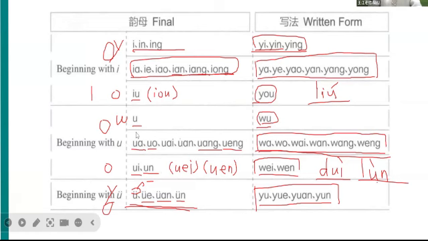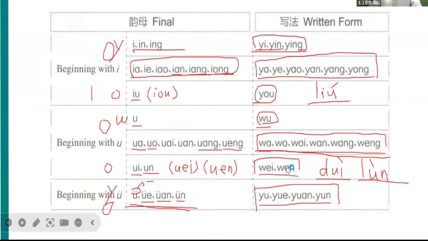And the finals beginning with U. If there is no initial in front of these finals, we add the alphabet W before U. But if there are two or three vowels in the finals, we just turn the alphabet U into the alphabet W. Okay, that's where the written form comes from. Like wei and wen, because the original form is like this, we just turn U into W.